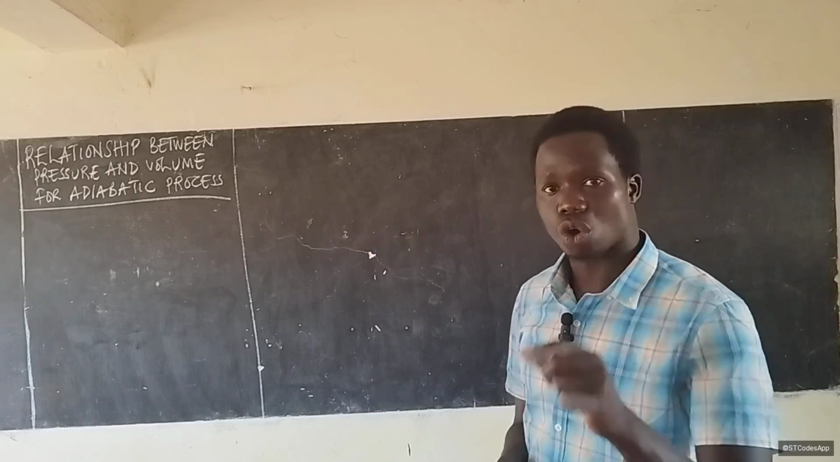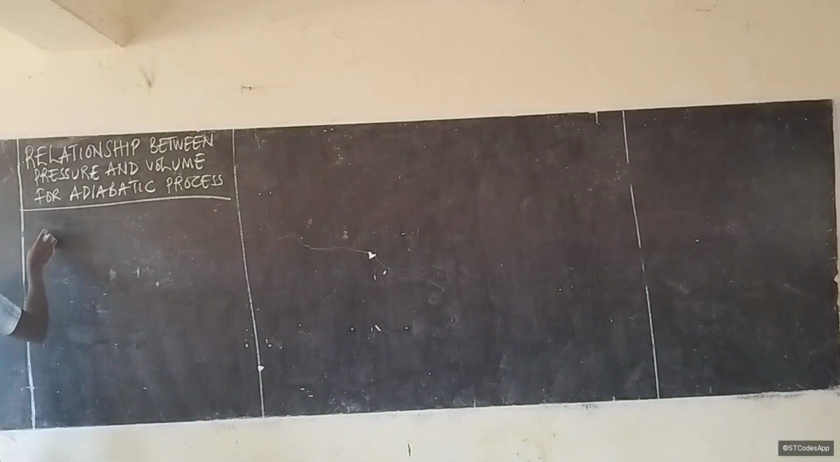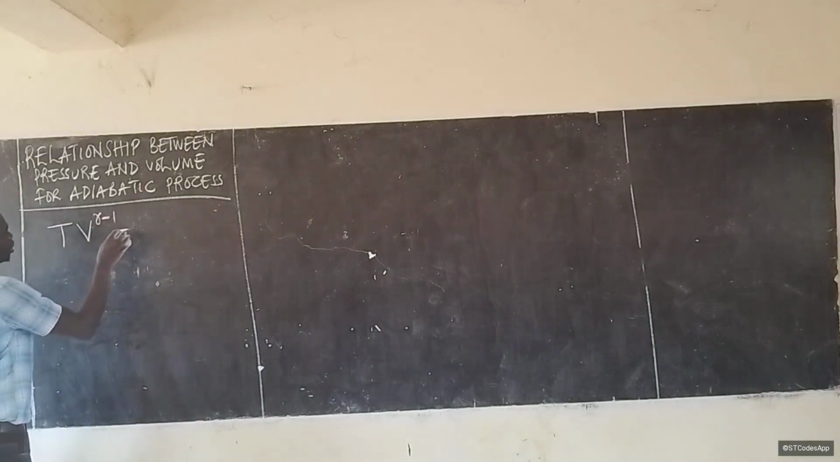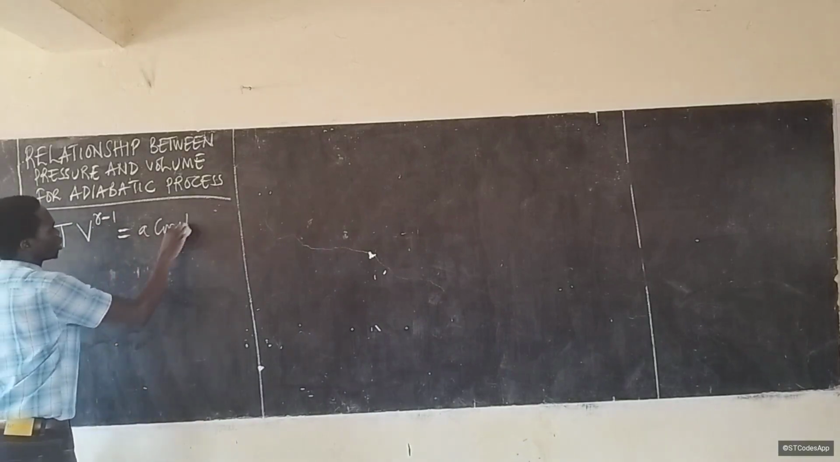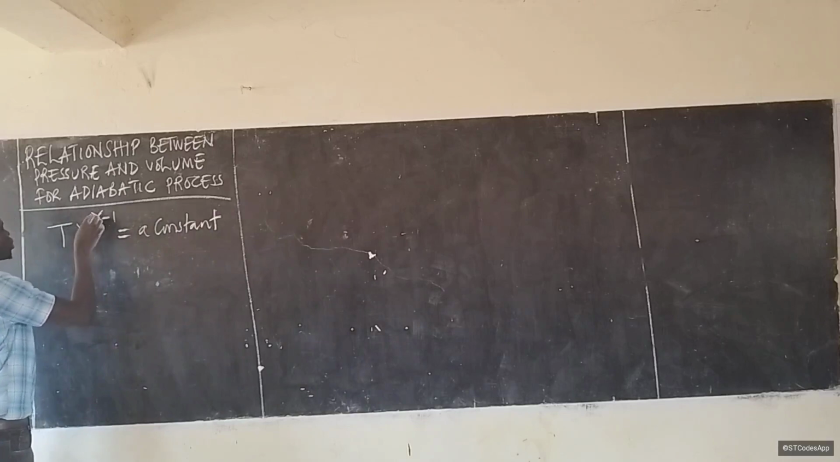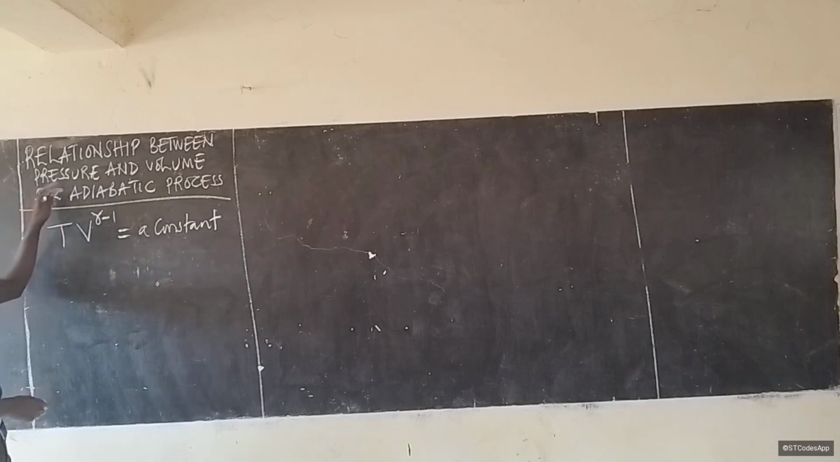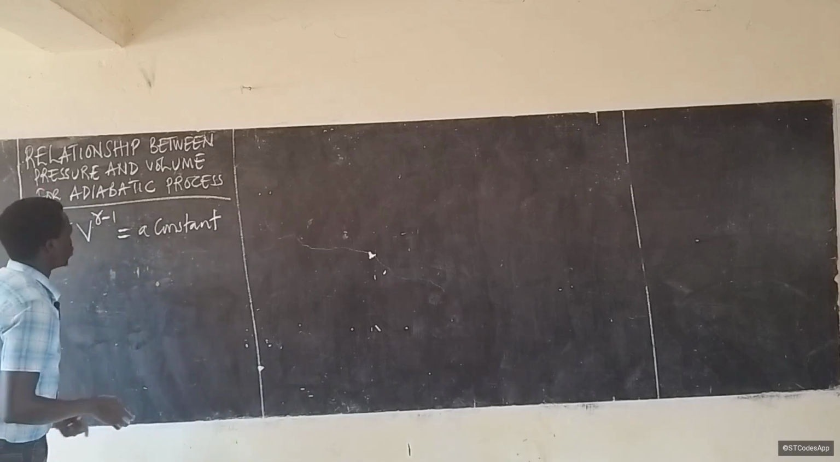I'll use it here and then we can connect and see how we can get the relationship between pressure and volume. So in that previous episode, we actually derived that TV^(gamma minus 1) is equal to a constant. This is the relationship that is linking temperature and volume. So from this, we can connect and get the relationship that is linking pressure and volume.